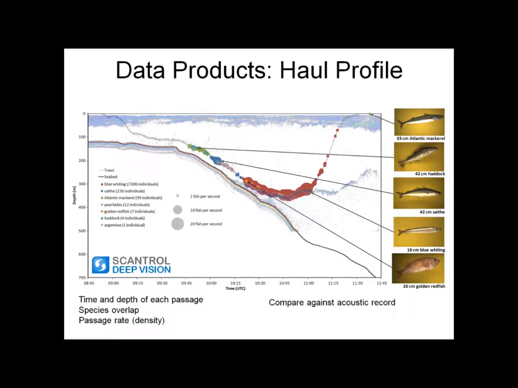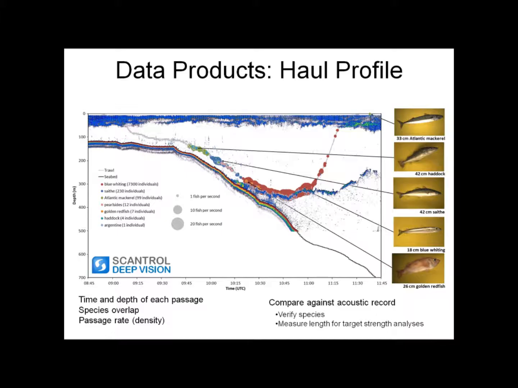We can look at the acoustic record. And so if I go back again, you can see there's that very distinct layer of blue whiting, but there's also some scattering a bit higher in the water column that looks like probably was the saithe. So we can really verify the species seen acoustically. And we can measure length all along the way for target strength analysis. For instance, we were in this blue whiting layer for about an hour. Well, we can look at if there were trends in fish size throughout that to be able to better correct for biomass estimates for the acoustic data.